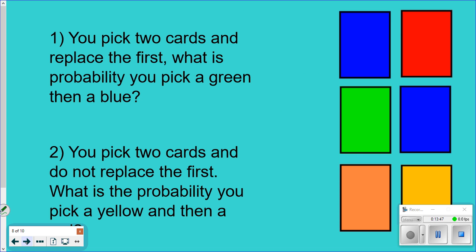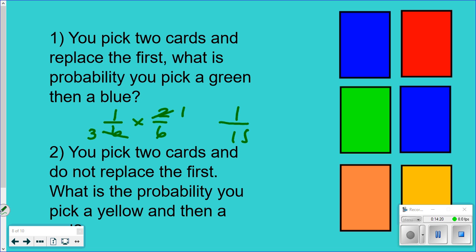Let's go to this one. I'm probably only going to do the top ones because we replace it first. When we pick 2 cards, okay, I replace it first. What's the probability to pick a green and then a blue? So I'm replacing, I'm putting it back. So what's my probability I'm going to pick a green? 1 out of 6. Okay. Now I pick my green and I put it back. What's my probability of me picking a blue now? 2 out of 6. I can reduce if I want to. That's right. Goes in 1 time, goes in 3 times.